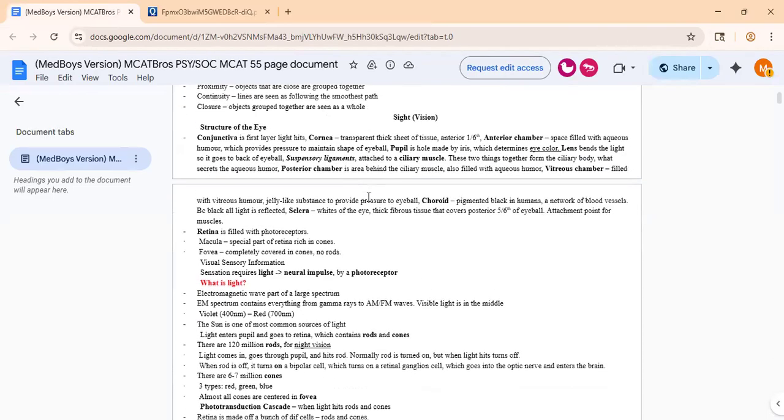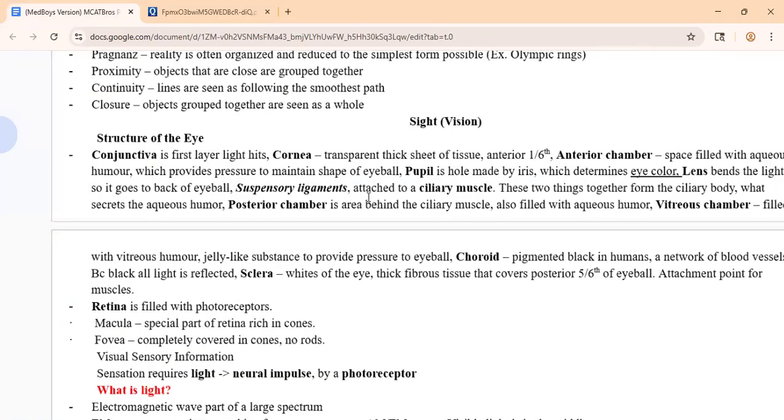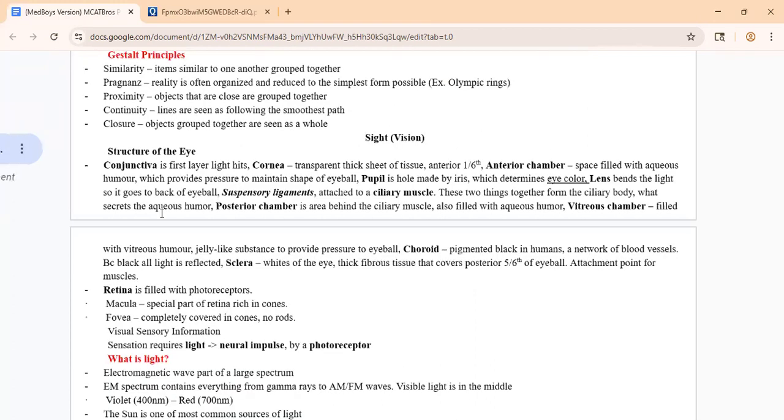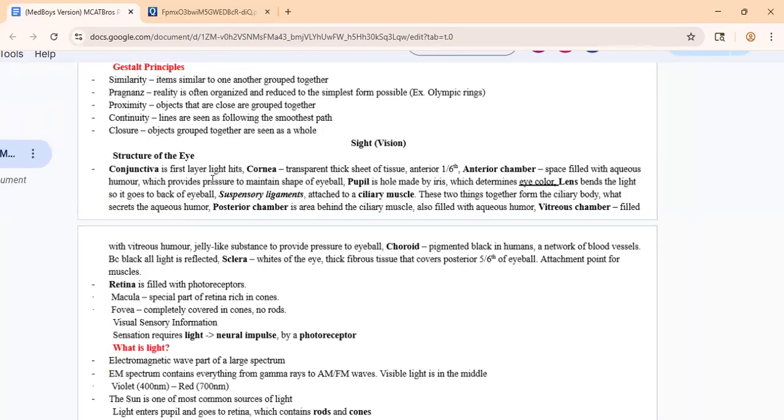So now let's move into eyes. It's important to know that the conjunctiva, I'm pretty sure I'm saying it wrong, is basically the first layer of the light that hits. Your cornea is going to be your thick sheet of tissue. And then we're moving on to the interior.